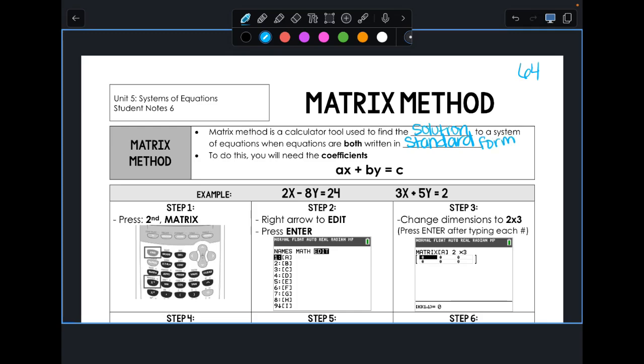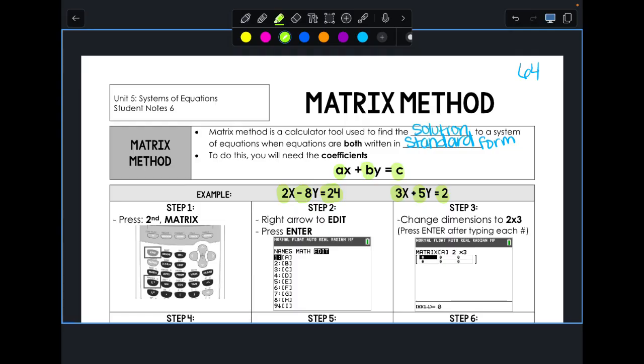It says to do this, you will need the coefficients. The reason we were working on changing them to standard form is because we were going to need the coefficients of x, y, and that constant c. So if we're looking at these two equations right here, the numbers that you actually need would be 2, -8, and 24. In the second equation, you would need the 3, the 5, and the 2. So that's why you need your equations in standard form.